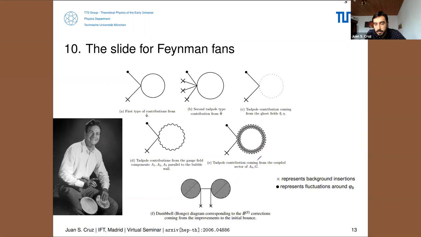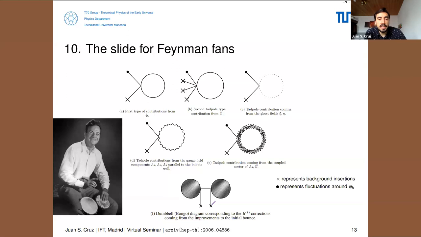Now, this doesn't appear directly in the B1 that we had, so not in the effective action, but they combine themselves to modify the bounce and appear in these double diagrams in the B2 term. So these quantities are what we're after in this expanded theory.